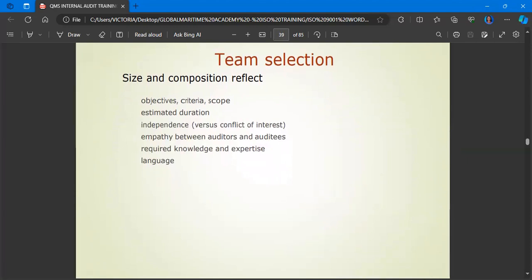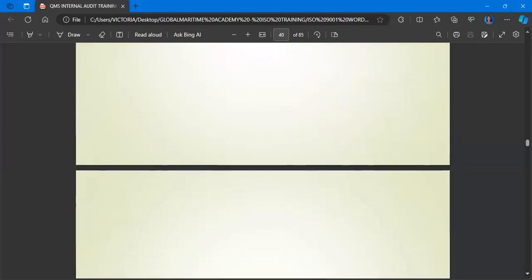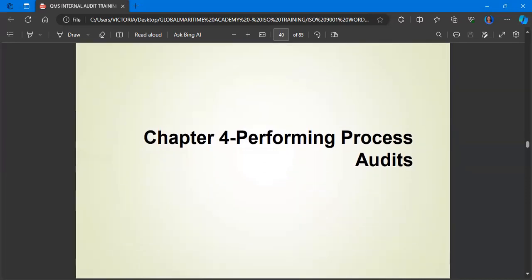Language. If you are going to conduct audits in an organization whose lingua franca you don't understand, definitely you would have to include translators in your audit team. If not, there is no way you can communicate.